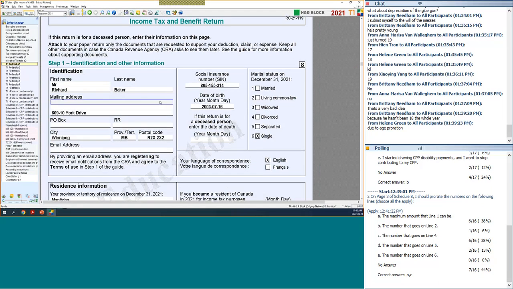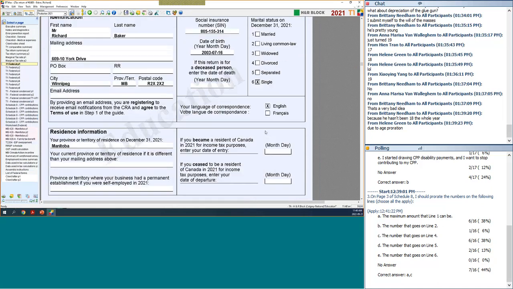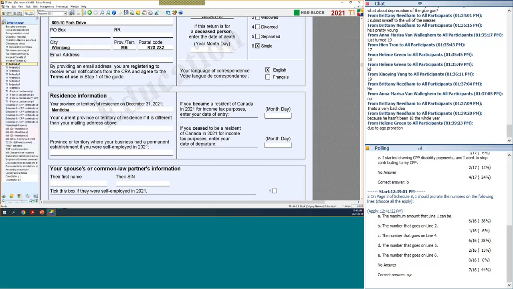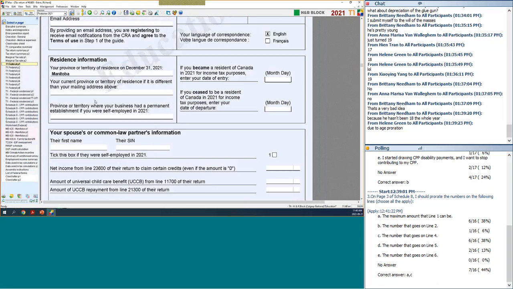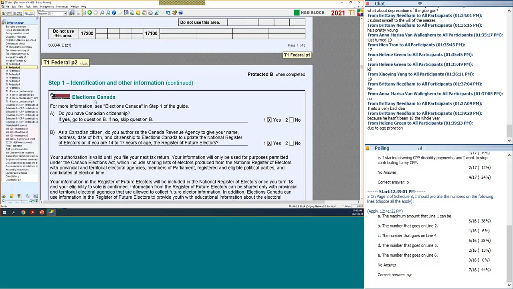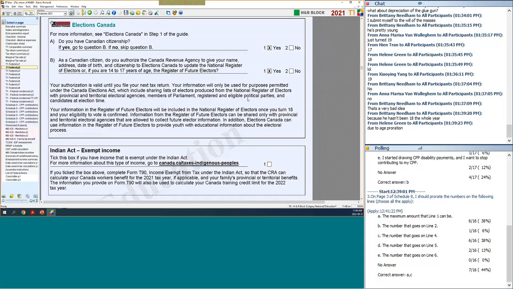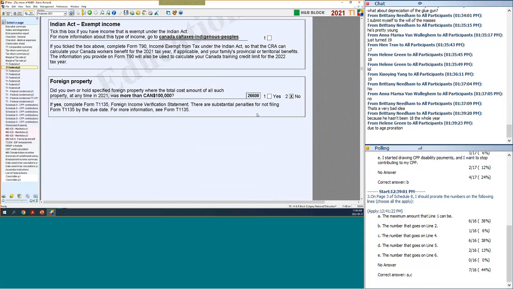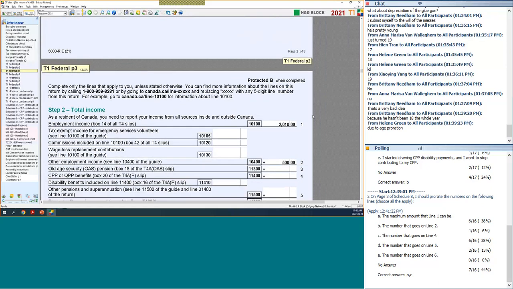Okay, so we have his name, we have his apartment, plus his address, Winnipeg, Manitoba, and a postal code, no email address, social insurance number, date of birth. Date of birth doesn't matter as to whether or not he has to file a tax return, but it does matter for that CPP. We're going to think about that. He's single, English, province or territory, Manitoba, don't forget that. He does not have a spouse. We're going to say yes to both of these. We're going to say no to foreign property.